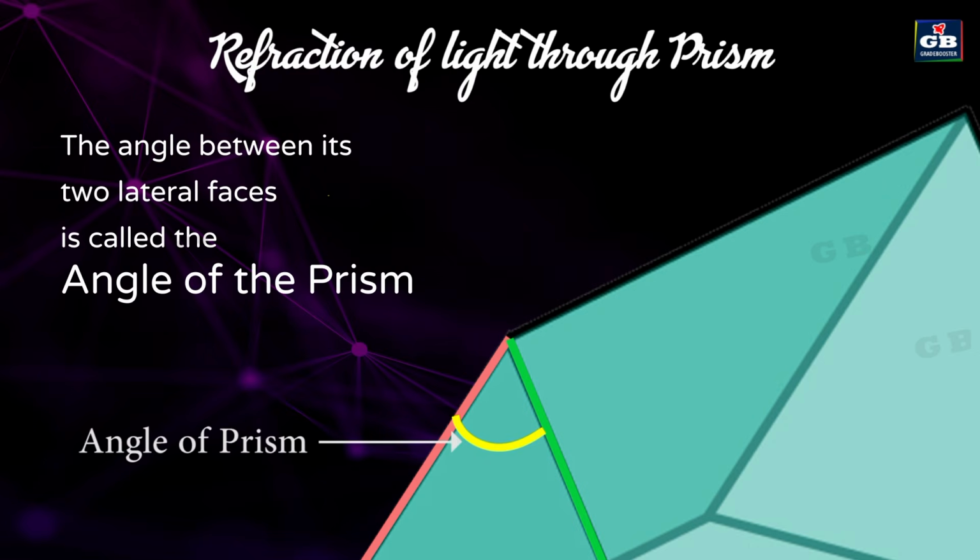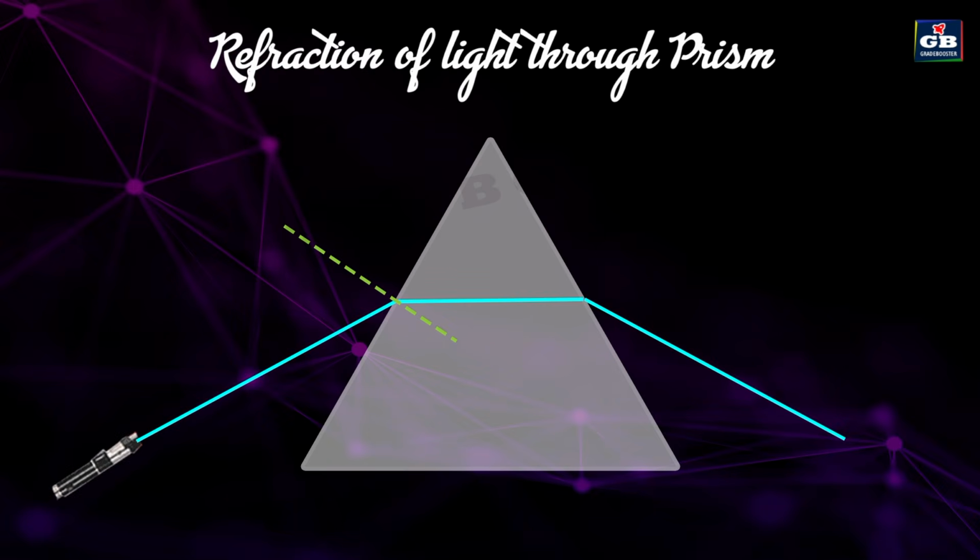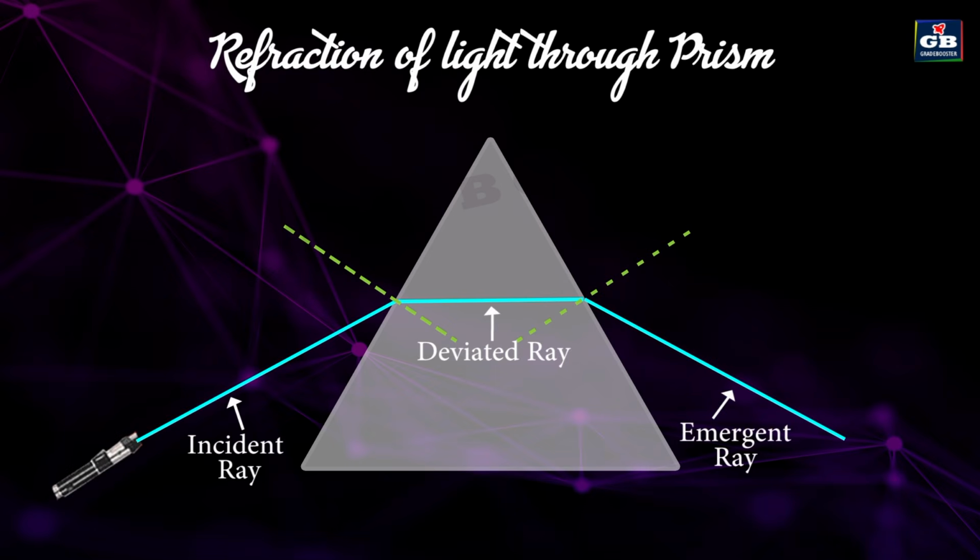Let us pass some laser light through this prism at some angle. The light rays get deviated and emerge out from the other side. Now, let us draw the normal for the incident ray and the emergent ray. Now, this is the incident ray. This is the deviated ray and this is the emergent ray. Now extend the incident ray and emergent ray. They both meet at a point. The angle between these two rays at this point is the angle of deviation.